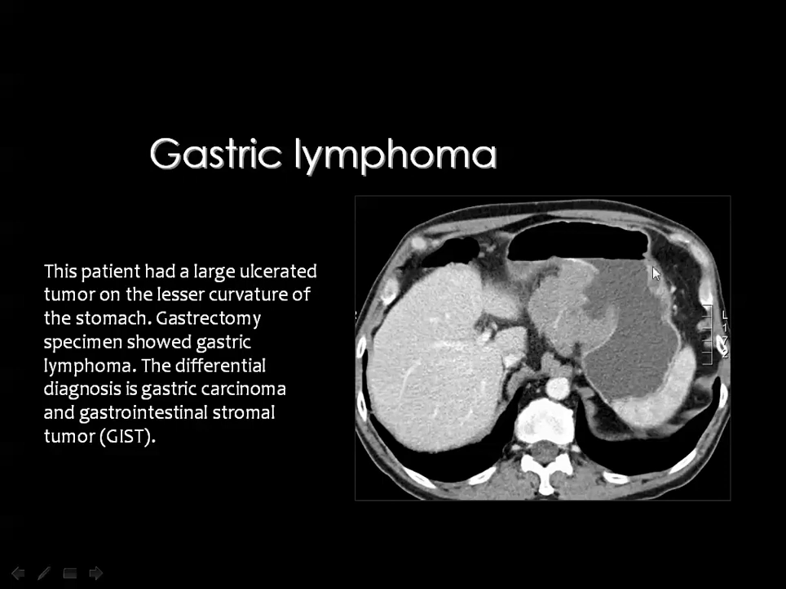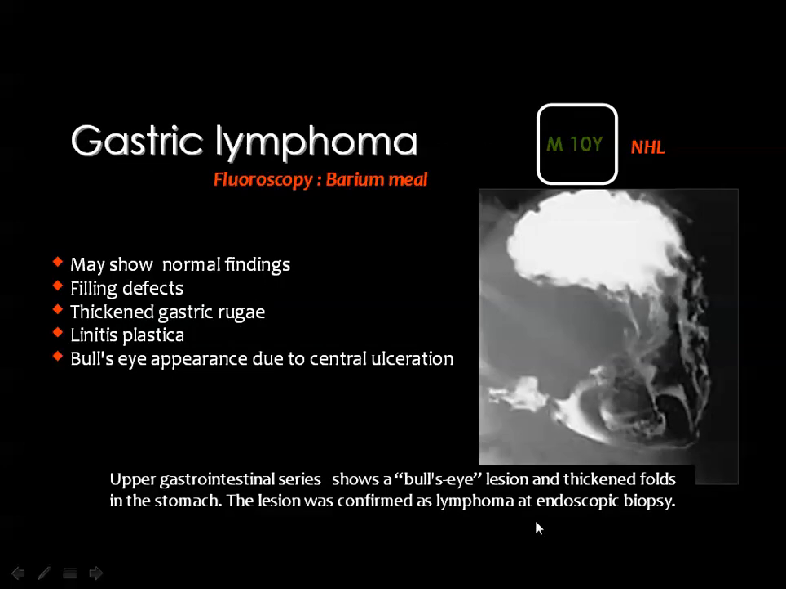But here you can see thickening of the gastric greater curve, and there is a mass involving the lesser curve of the stomach, and this mass has been proved to be gastric lymphoma. And by barium meal in cases of lymphoma, you may see a normal, absolutely normal appearance. You can see some filling defects.